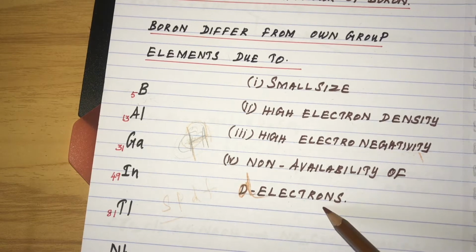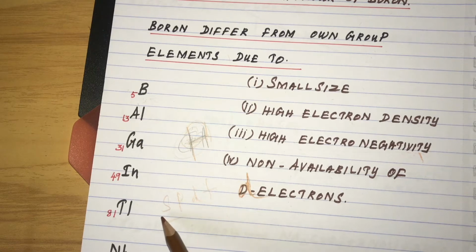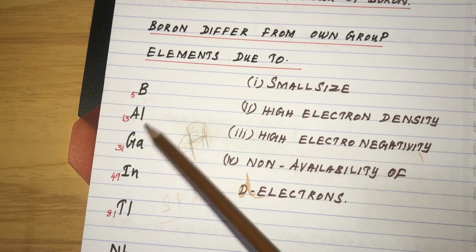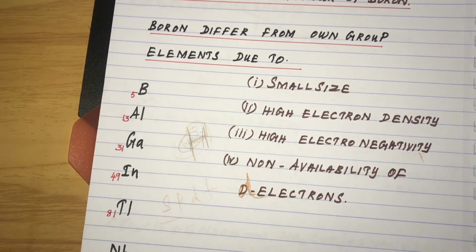Another reason is the non-availability of d electrons. The atomic number is 5, so there is no possibility of the electron going to the d orbital. So there is an absence of d electrons in the boron atom. These are the reasons why boron differs from its own group elements, and this is called the anomalous behavior of boron. Next we are going to see in what properties boron differs from its own group elements.